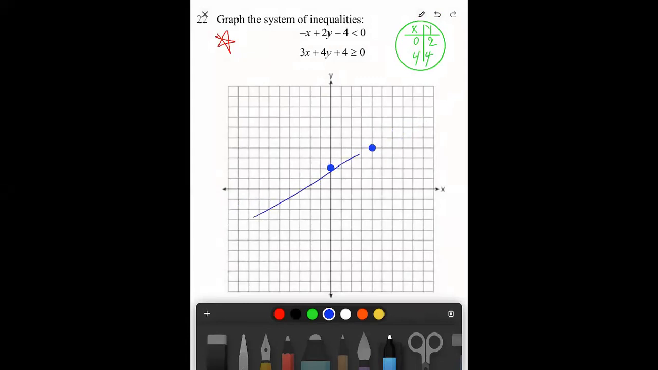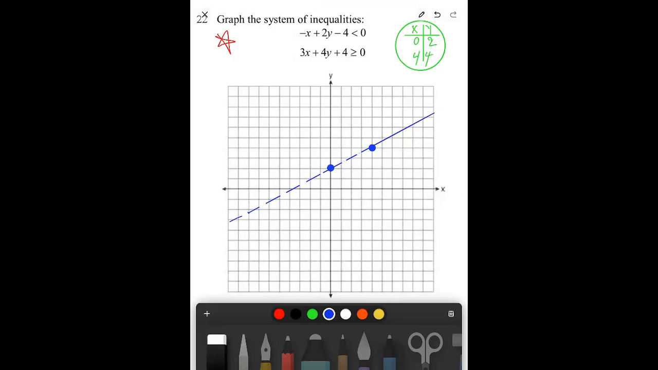Let's see here. Okay, that's better. Still not perfect, but let me see if I can do it a little better. All right, that's a little better. Now the only thing I have to change is I have to indicate that this is not a solid line. So look, I'm erasing some of it so that you know that this is not a solid line.